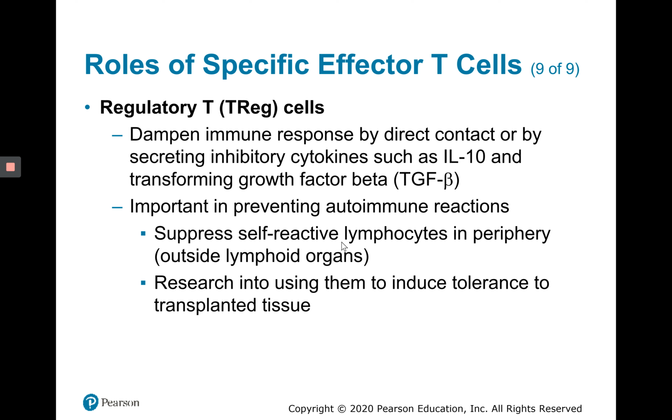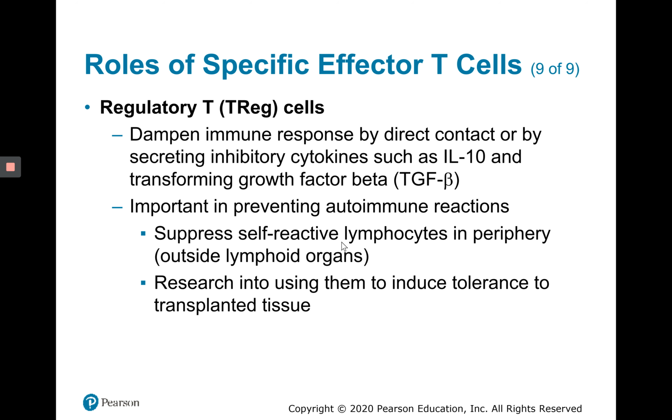And of course, we have to mention the regulatory T cells, or Treg cells, which dampen an immune response by direct contact or by secreting inhibitory cytokines, such as interleukin-10 and TGF-beta. And TGF-beta stands for transforming growth factor beta. They are both important in preventing autoimmune reactions. And so we would see that T regulatory cells are able to suppress self-reactive lymphocytes in the periphery, which is in tissues outside of lymphoid organs. And we are looking into research using them to induce the tolerance of transplanted tissue because they're able to, again, suppress self-reactive lymphocytes.